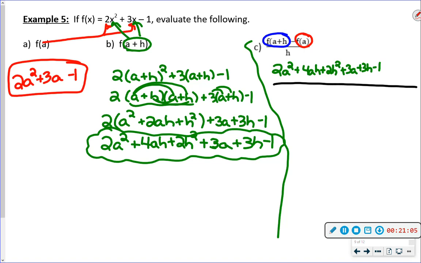So really, what am I doing to all their signs? Switching it. So I'm going to do minus 2a squared, minus 3a. Oh, gosh. And then plus 1. Ew. I barely made it. Okay. And we're over h.